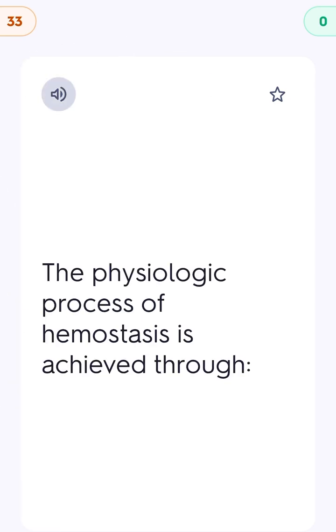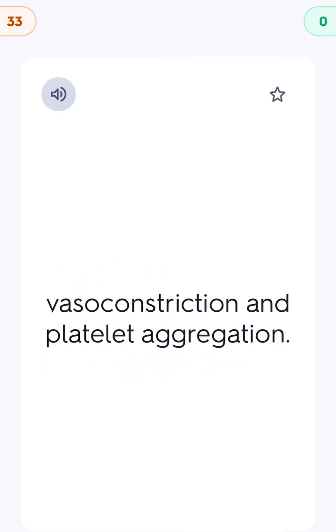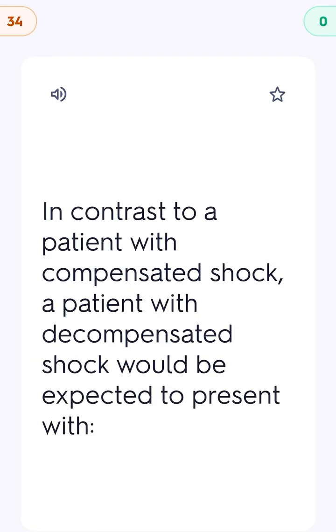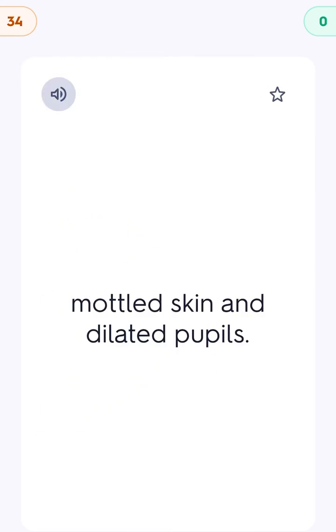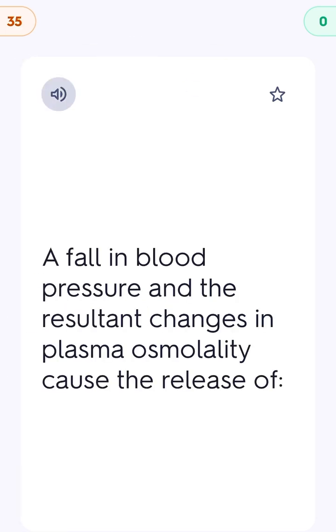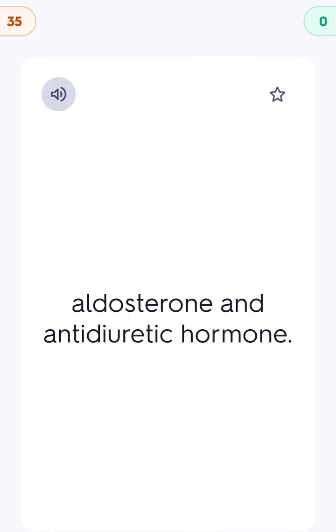The physiologic process of hemostasis is achieved through vasoconstriction and platelet aggregation. In contrast to a patient with compensated shock, a patient with decompensated shock would be expected to present with mottled skin and dilated pupils. A fall in blood pressure and the resultant changes in plasma osmolality cause the release of aldosterone and antidiuretic hormone.